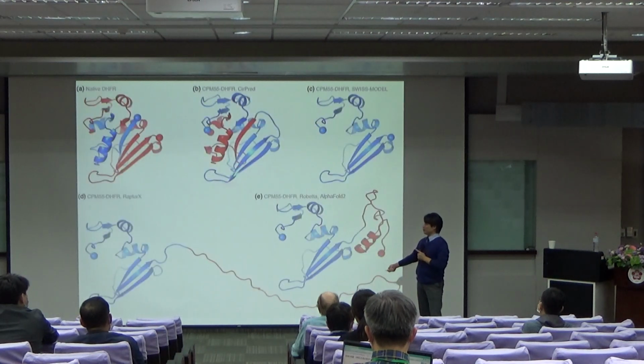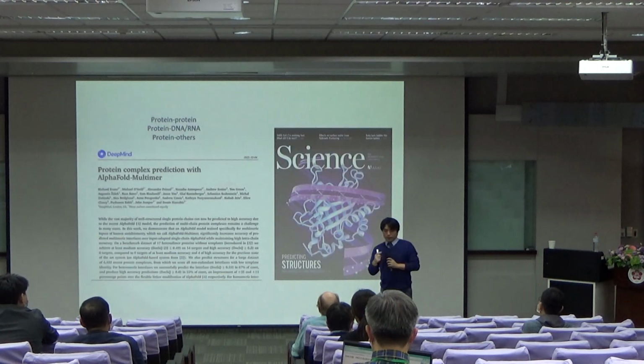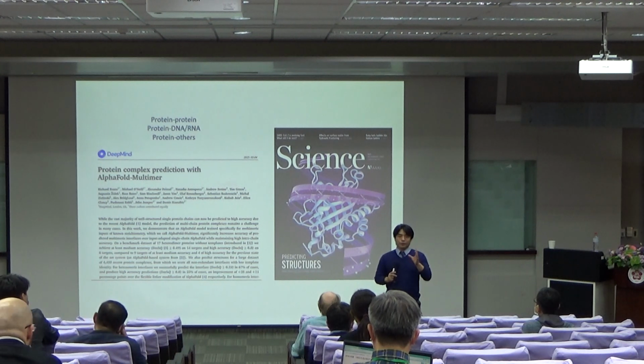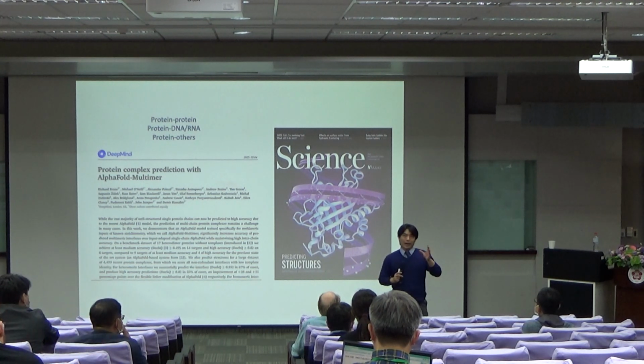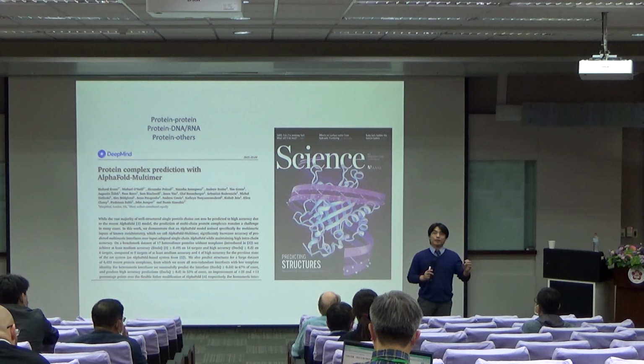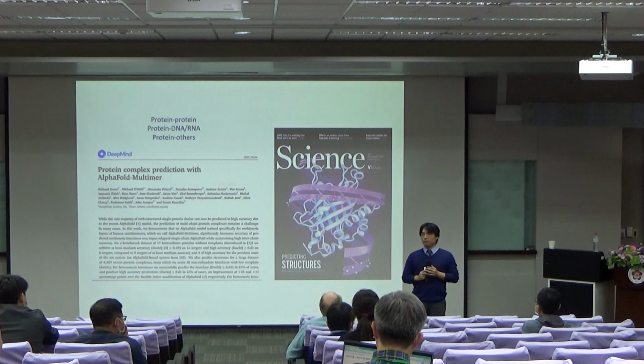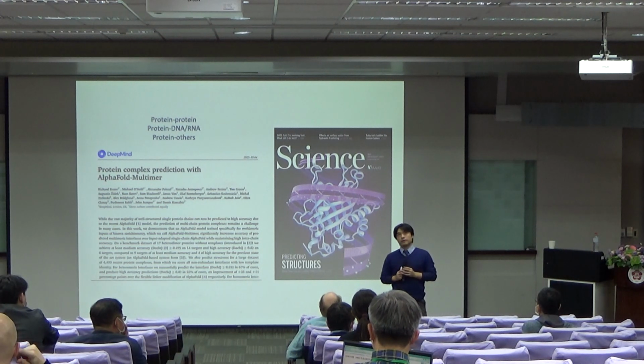I prepared too many slides. In this paper, AlphaFold announced that they are going to predict the structure of all the amino acid sequences human know right now. And they have done that. About 1 or 2 months ago, they released over 200 million predicted protein structures on their database.